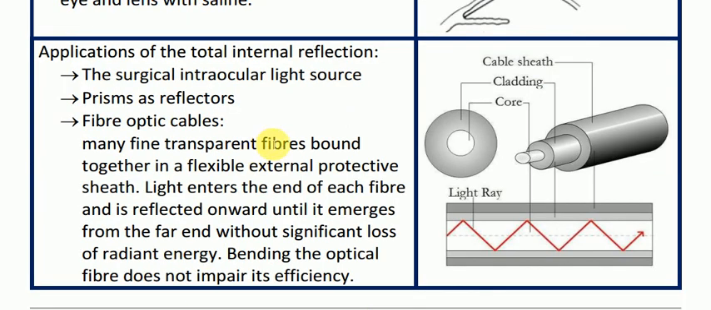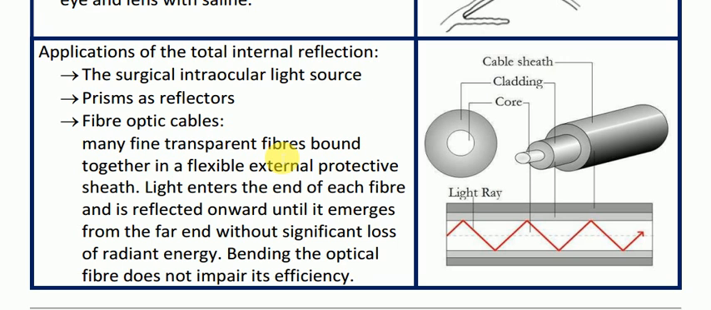Total internal reflection is used in optical instruments. Prisms make excellent reflectors by total internal reflection. Fiber optic cables, which are used to deliver light from a remote source to the point where it is required, also depend on total internal reflection. Examples include the surgical intraocular light source, and the transmission of laser light from the laser tube to the delivery system of the laser slit lamp.